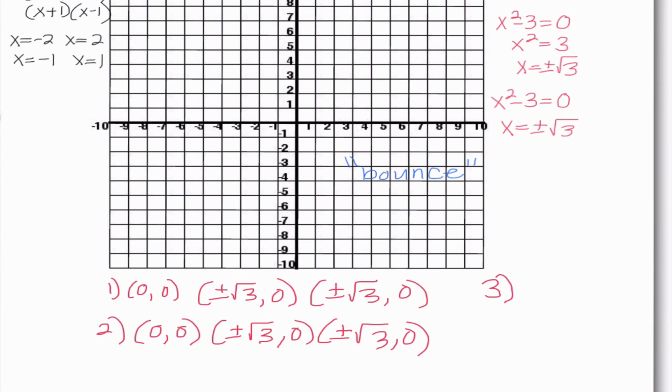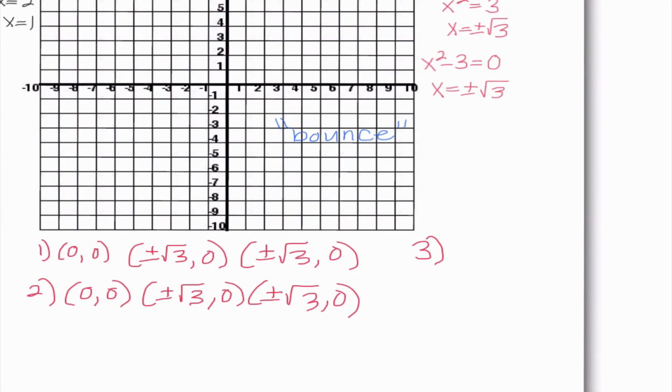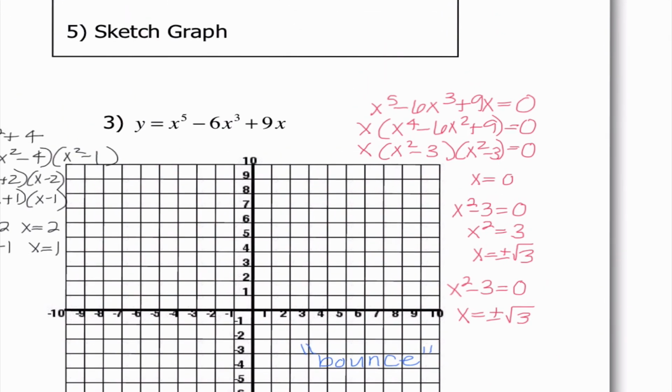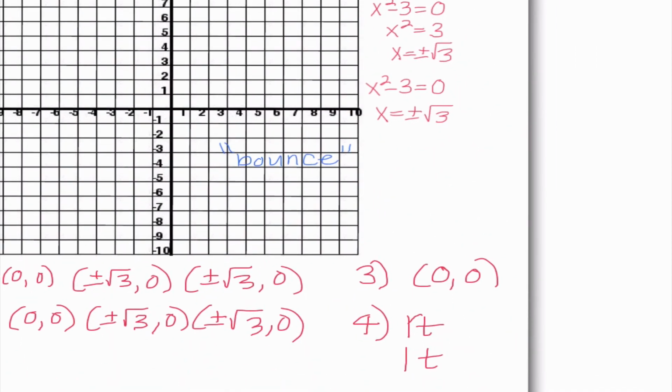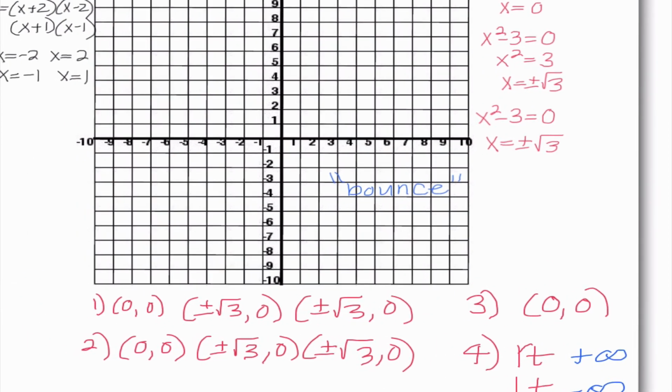I notice when I look back at my equation that I don't have a constant value, so that means the constant is 0. So we actually have an ordered pair of 0, 0. And I already could see from the zeros that 0, 0 was the solution. Okay, and then lastly, we need to know what's happening to the right and what's happening to the left. So if we look at x to the 5th, it is odd and positive. So that means to the right, it is going to positive infinity, and to the left, it's going to negative infinity.